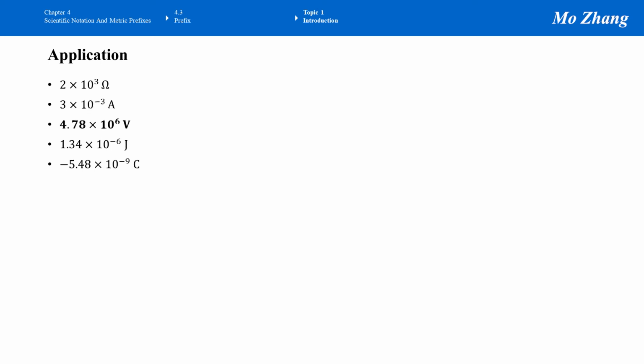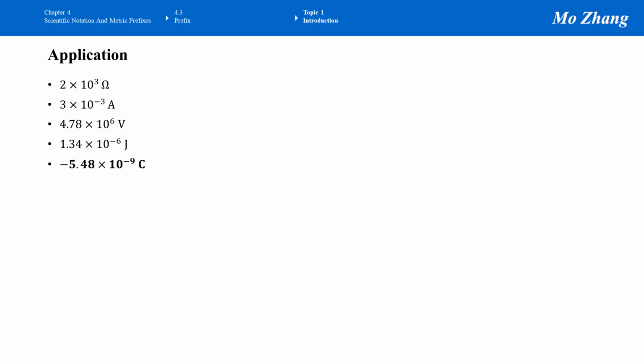The third number, 4.78 times 10 to the power 6 volt. 10 to the power 6 is 1 million. So this number can be expressed as 4.78 megavolt. For the fourth number, 1.34 times 10 to the power negative 6 joule. 10 to the power negative 6 is micro. So this number can be expressed as 1.34 microjoule.